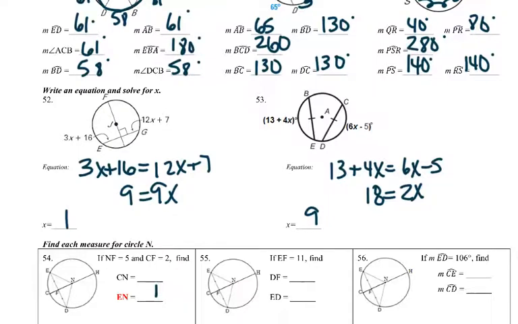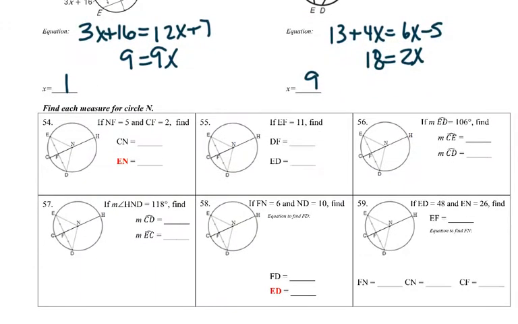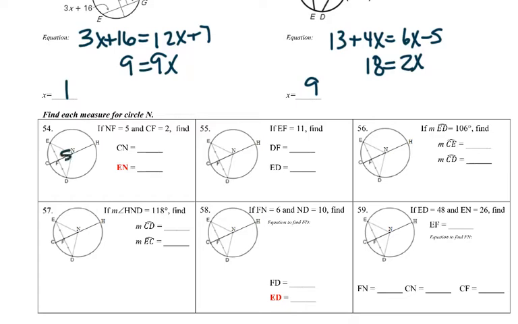I know this feels like this worksheet goes forever. Let's see. NF is 5 and CF is 2. It's not letting me write it there. 5 plus 2 gives me 7, so then EN is 7 also because that's a radius.